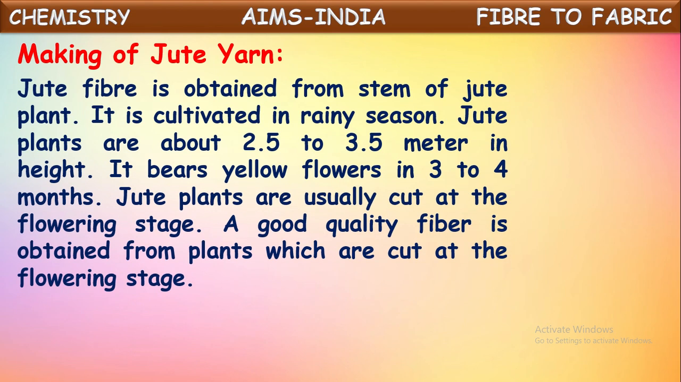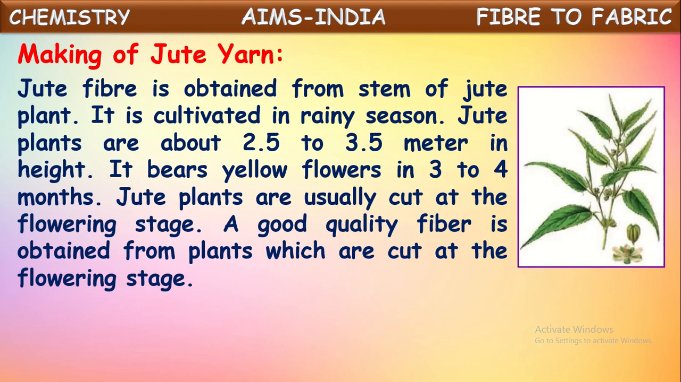Jute fiber is obtained from the stem of the jute plant. This is a jute plant. Generally, jute is cultivated in the rainy season. Jute plants grow about 2.5 to 3.5 meters in height. These jute plants bear yellow flowers in 3 to 4 months after it started.